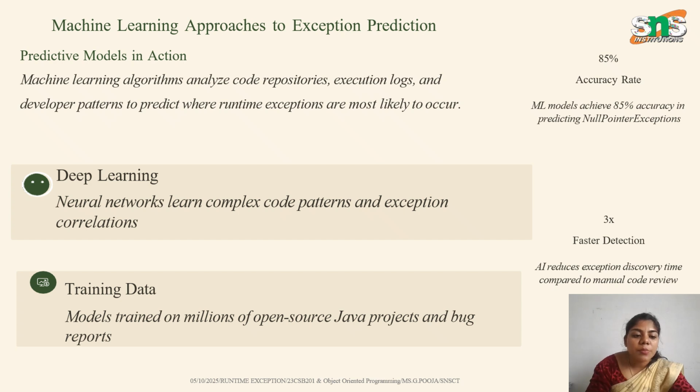And the machine learning approaches for prediction. These models also play a vital role. They analyze open source projects, bug reports, and execution logs to predict exception-prone areas with up to 85% accuracy. AI can detect potential null pointer exceptions 3 times faster than traditional code reviews.